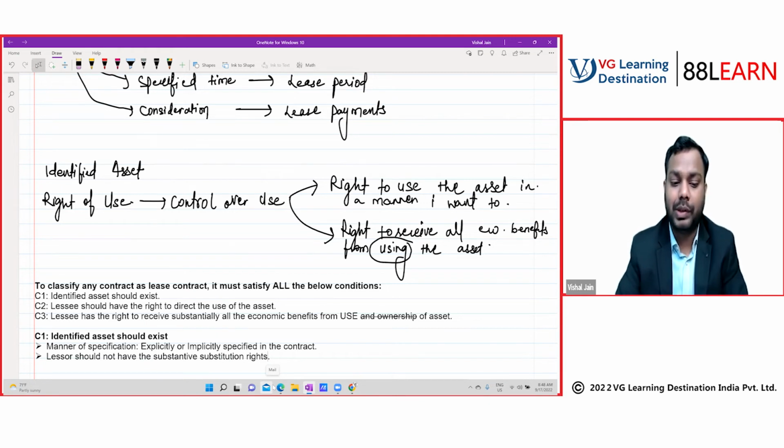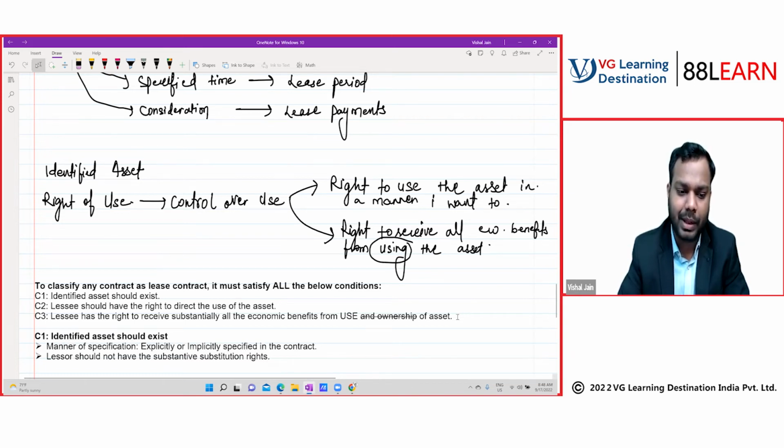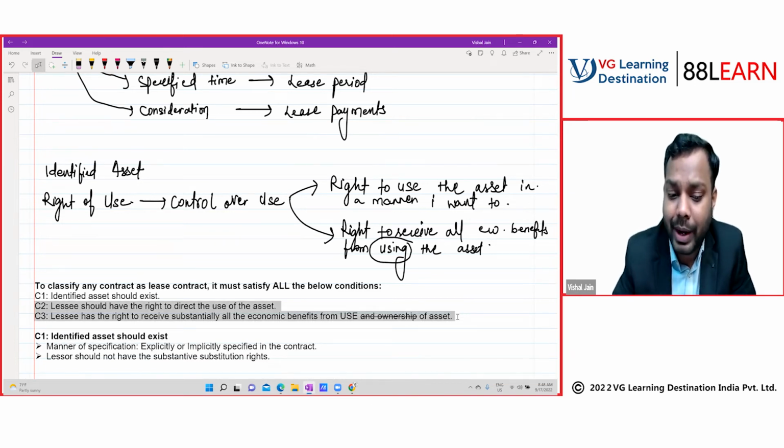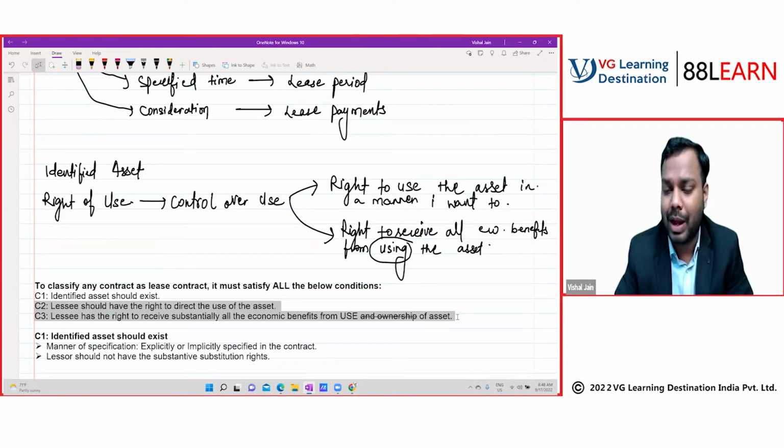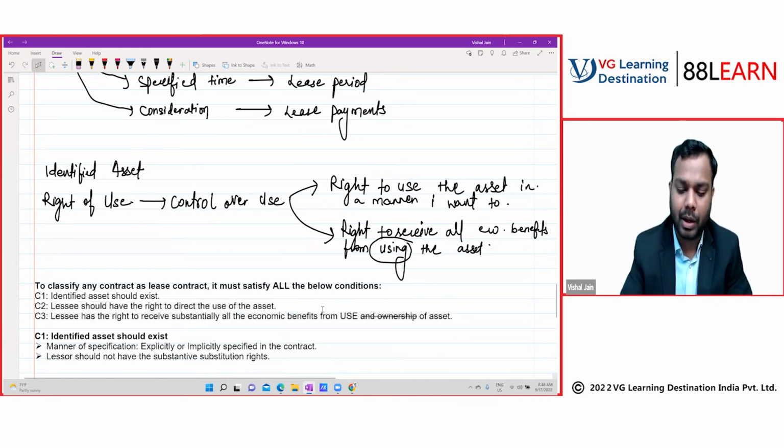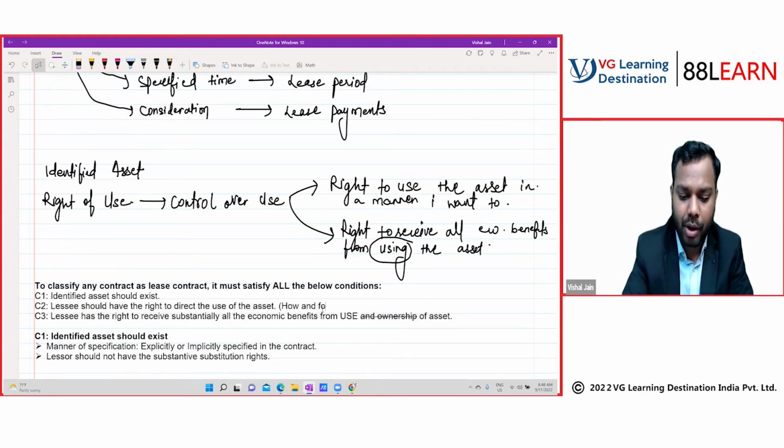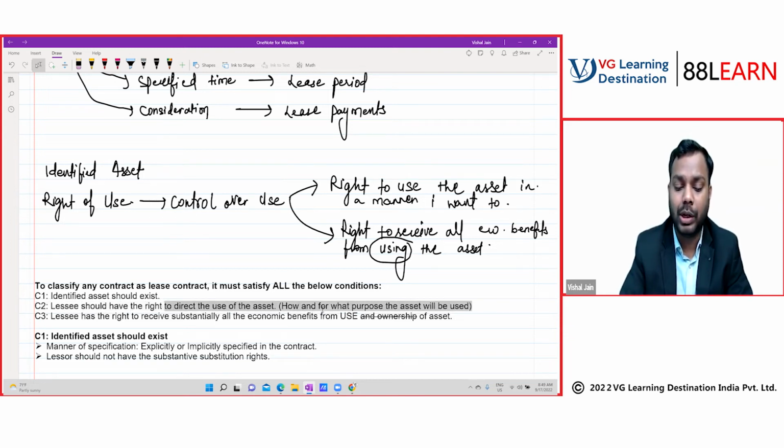Okay. Now, this is condition number 1. Condition number 2 and condition number 3 we have already discussed, meaning the lessee should have the right to direct the use of the asset. Basically, the lessee will determine how and for what purpose the asset will be used. I'll write it here: how and for what purpose the asset will be used will be determined by the lessee. Is that clear, guys? Everyone?